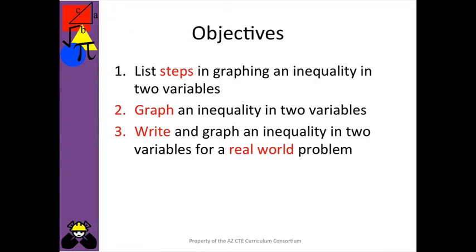All right, so now the objectives. On your note taker, what I need you to do is fill in the missing words. Step number 1, we're going to list the steps in graphing an inequality in two variables. We're going to have x's and y's. That's why we're going to use a Cartesian plane or the coordinate graph. Step number 2, we're going to graph an inequality in two variables. And step number 3, we're going to write and graph an inequality in two variables for a real-world problem. So we're going to take it all the way to an example from your program area. All right, so pause the video if you need to, and I'll meet you back here in a minute. Welcome back. Let's go on.